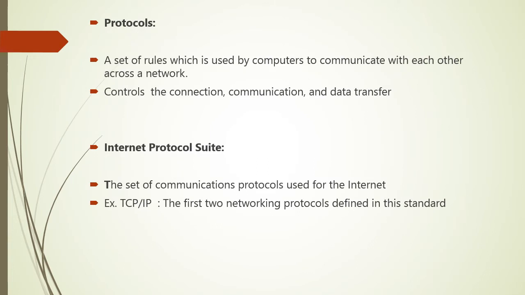Next is protocol. A protocol is nothing but a set of rules used for communication between computers across the network. Using a protocol, two computers can communicate with each other. There are various protocols available like TCP, IP, UDP, SMTP, etc. Next is the Internet Protocol suite. It is the set of communication protocols used for the internet, and it is also called TCP/IP. TCP is Transmission Control Protocol and IP is Internet Protocol.